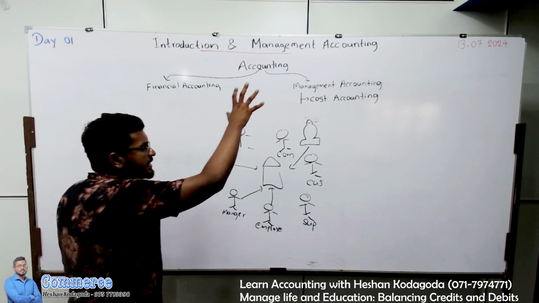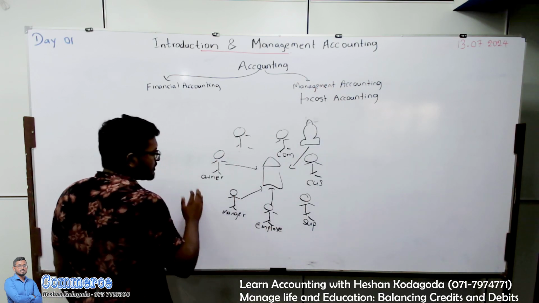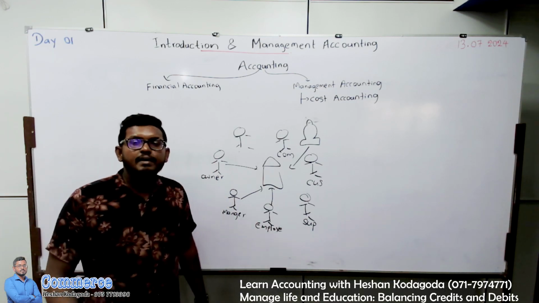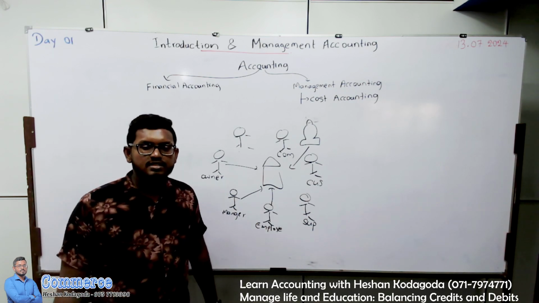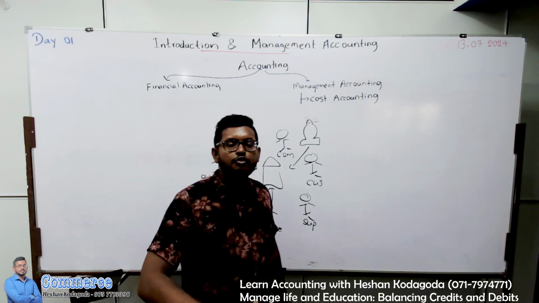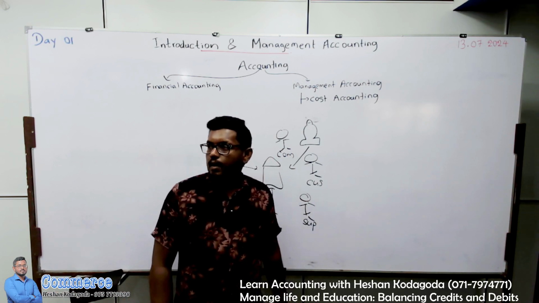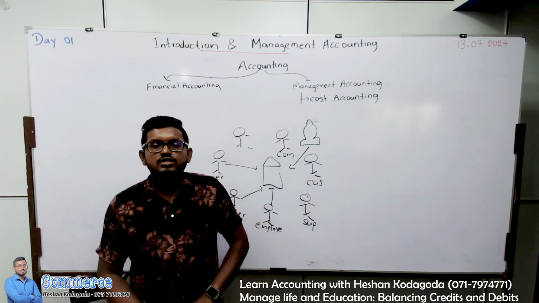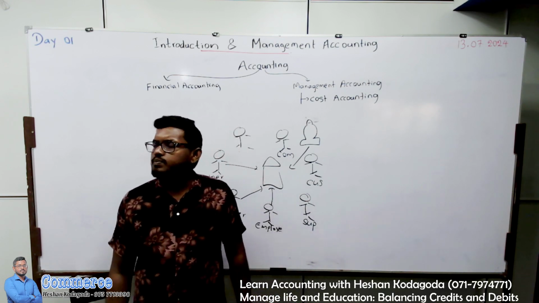But when it comes to management accounting, it's mostly for internal purposes. It's for the owner, manager, and employee, mostly for the decision making of the owner and manager. They are the ones who take the decisions in the business. Because some sensitive information in the business we can't publish. For example, think about a Munchee company. They produce biscuits. Am I clear to you guys?